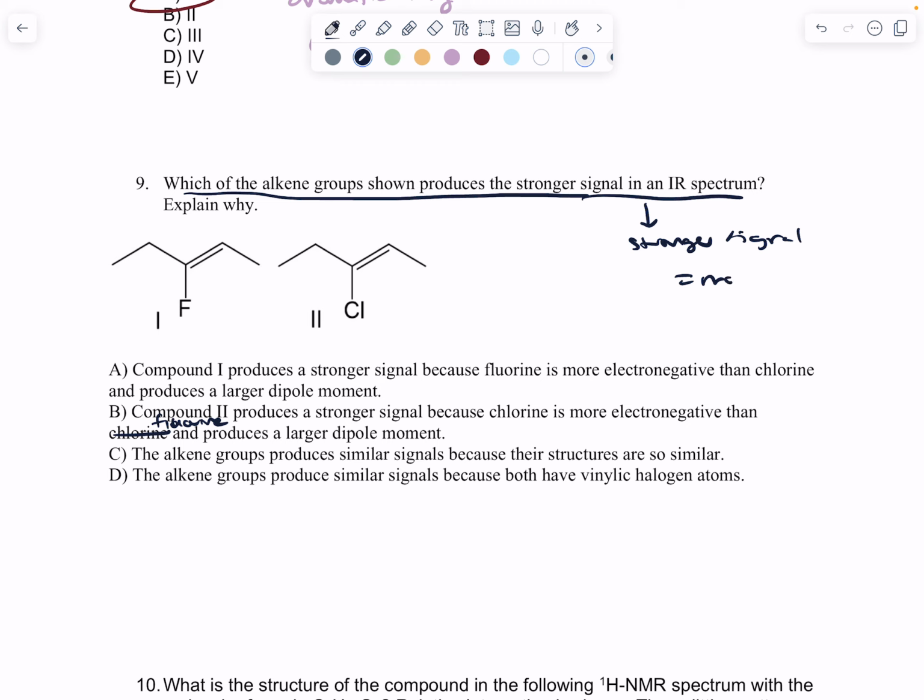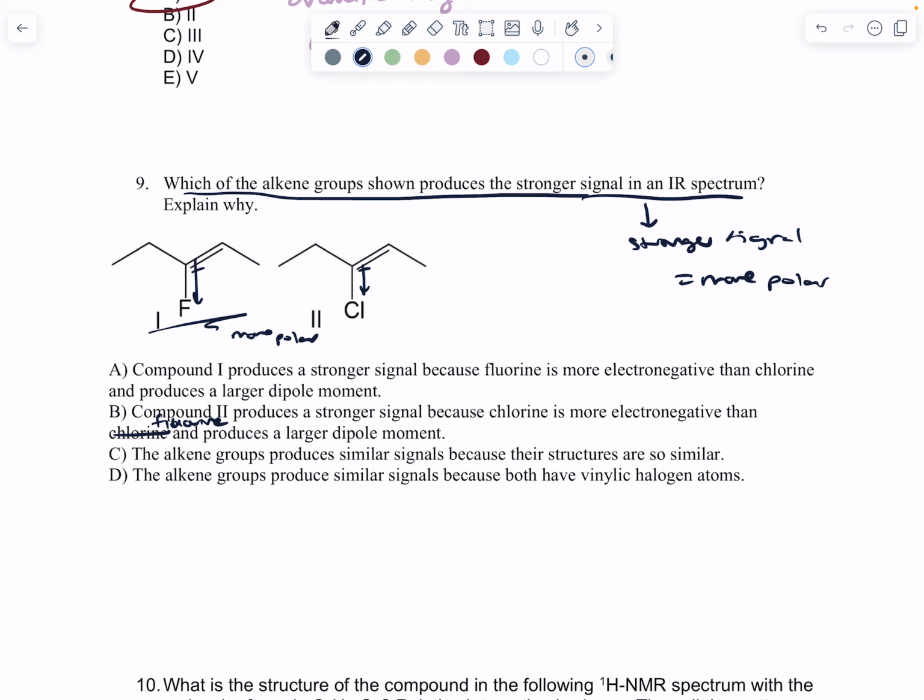equals more polar. And we did a whole quiz question on this, so hopefully you got it from that. So I'm looking for the more polar bond. And just from looking at these, I know that fluorine is more electronegative than chlorine. So this is probably going to be more polar. That's just my first thought when I saw this question. That was the first thing I thought.